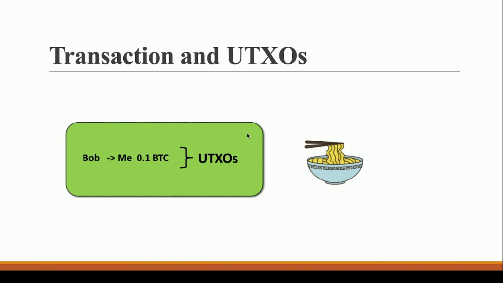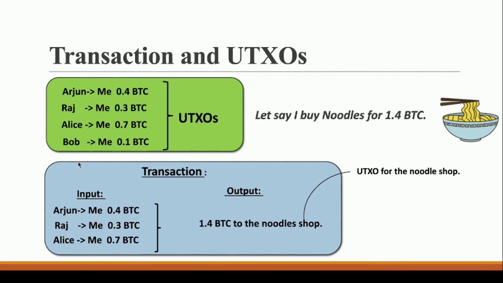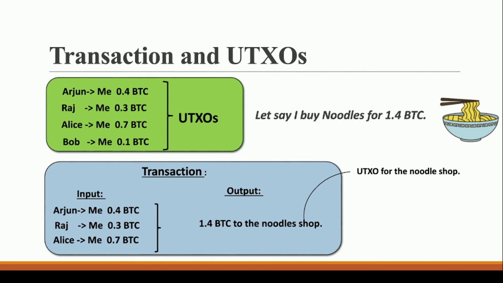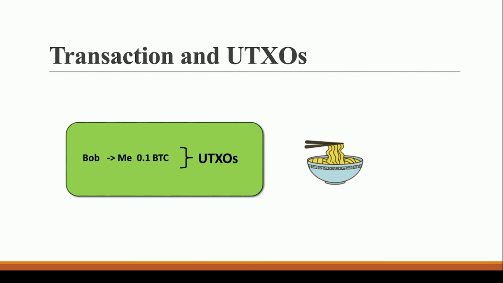And yes, this will be the only UTXO left in our wallet, because all these UTXOs, Arjun, Raj, Alice, we have spent. So in our wallet, we will be seeing only this UTXO. And why is this so complicated? Actually, this is done so that in the Bitcoin blockchain, we can keep track of each and every transaction and we are not missing any transaction. That's why we are doing all these complicated things, so that we can track each and every transaction that is happening on the Bitcoin blockchain.